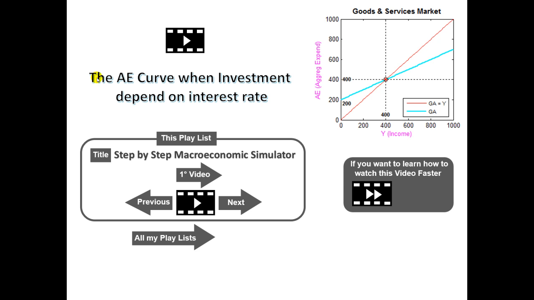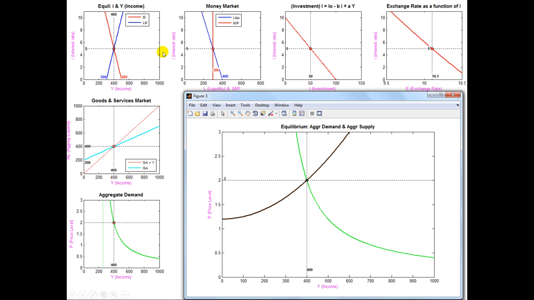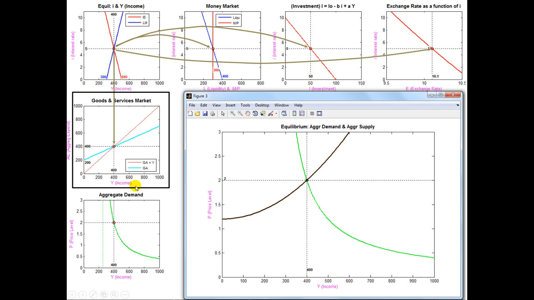Hello, in this video we are going to see the aggregate expenditure curve when investment depends on the interest rate. So we are going to see this aggregate expenditure curve with more detail. Okay, let's get started. In the previous video we first found the intersection between the IS and the LM curve, and then with this information we saw this graph, then this one, then this one, and now we are going to see this one with details.